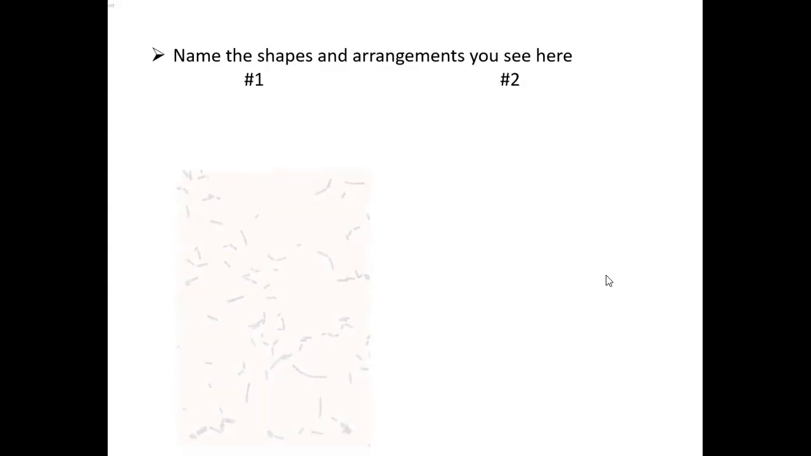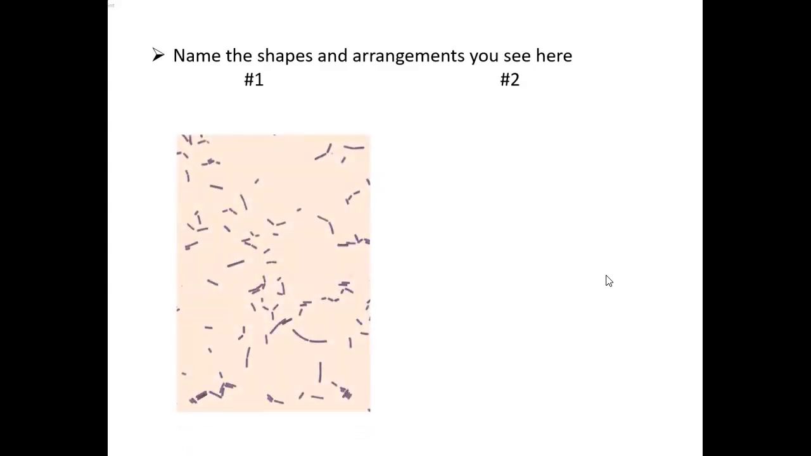So here's a couple examples. See if you can figure them out. Look at that slide and see if you can figure out what's the shape. I say shape and arrangement. So the shape, you have 3 possible shapes. So I would say that's a bacillus. And they're just mostly singles. Some of these are in pairs, but they're in pairs probably because they're dividing, they're growing quickly. So I see a lot of singles. So I would just say that's bacillus.